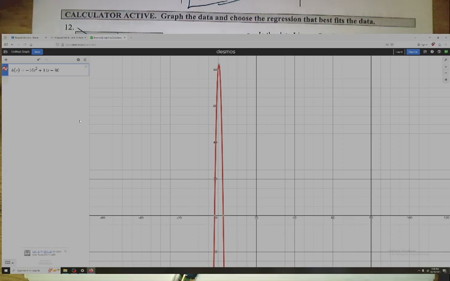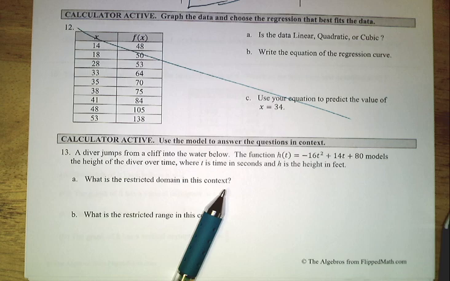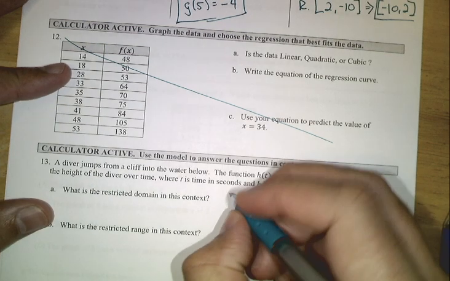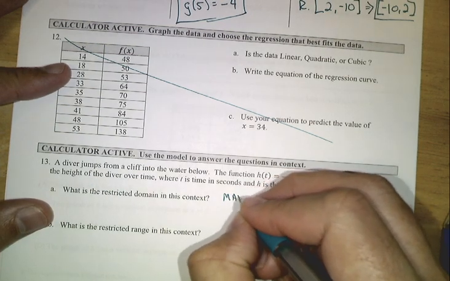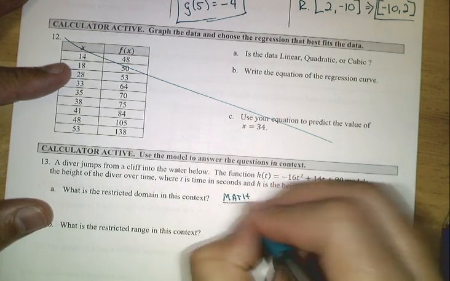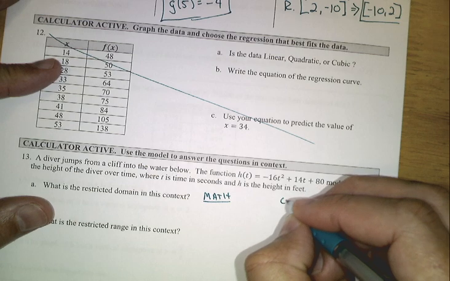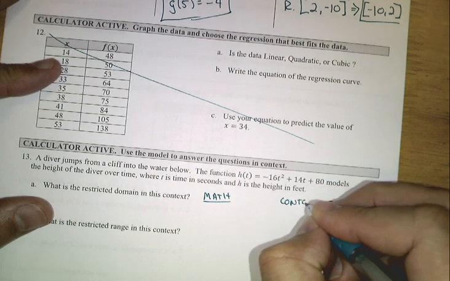Now, it's asking us, what is the domain restriction? When I talk about domain restriction, we talk about two things. One is the mathematical restriction, like what doesn't make sense mathematically, what breaks the graph. And the other one is contextual.